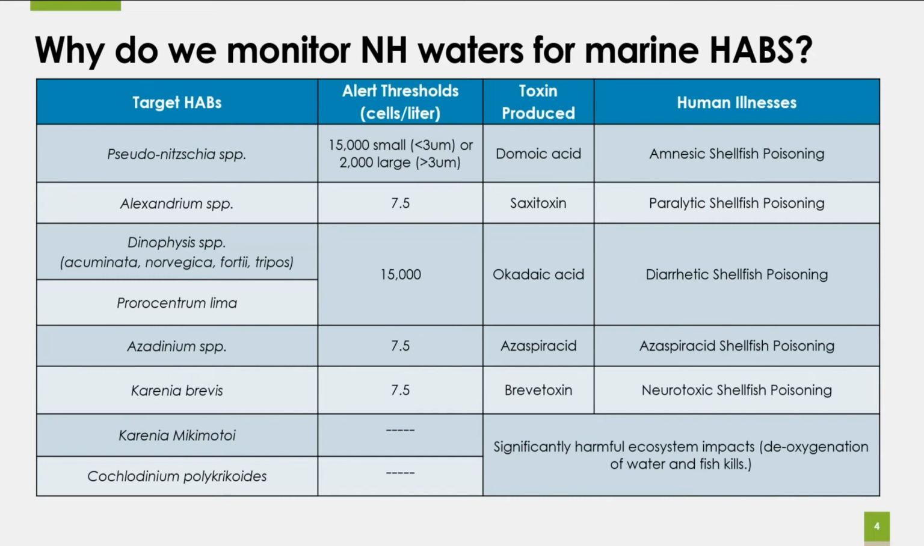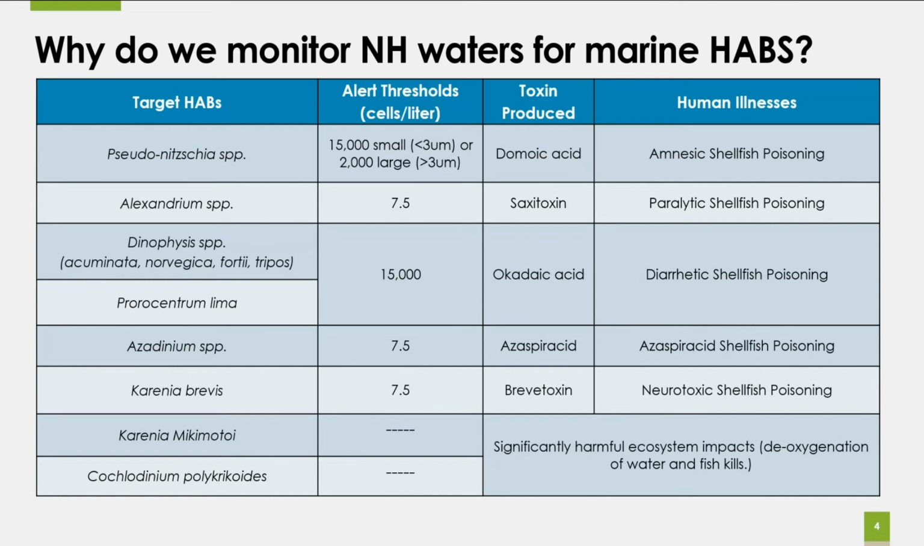And then there are two other species here at the bottom, Cochlodinium and Coclodinium polykrikoides. Say that 5 times fast. Those we also monitor for. The toxic effects to humans are still being studied and not quite known for those two species, but they do have significantly harmful effects on ecosystems. They can cause a lot of deoxygenation of water, resulting in fish kills and things like that. So we monitor for them for their harmful ecosystem effects, but the studies on negative human effects are still being researched.